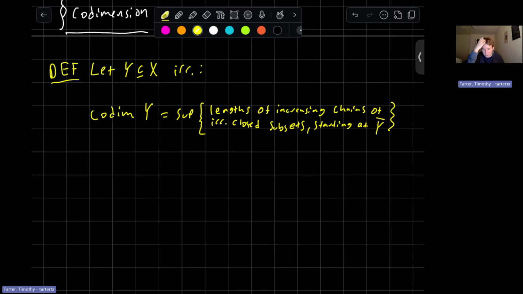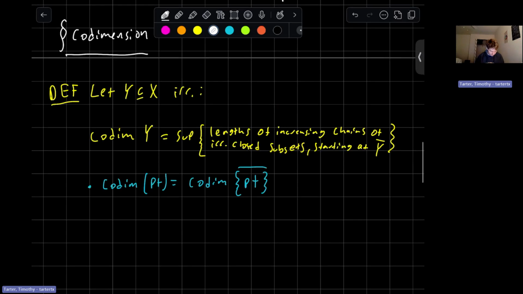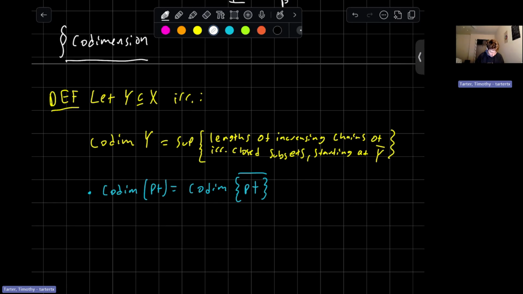So in particular, the codimension of a point is the codimension of its closure. So codim of a point is defined as the codimension of the closure of the point. Okay, we say, I guess this is an irreducible, this is a topological space.